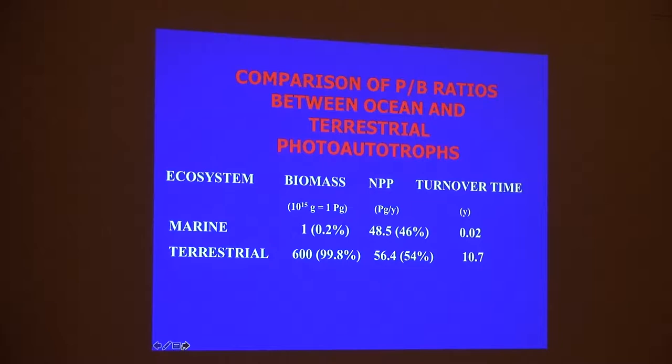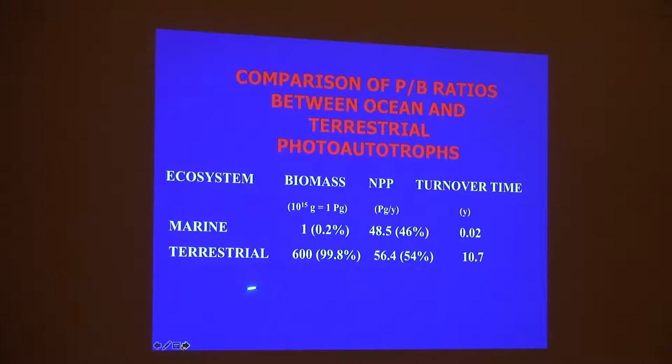calculated that marine productivity, which has only about 0.2% of the total carbon biomass in the photosynthetic biomass in the world, is approximately responsible for 46% of the total primary production in petagrams. And it has a turnover time of about 5 days. Every photosynthetic cell in the ocean, on average, has to replicate itself or it will be eaten within 5 days.